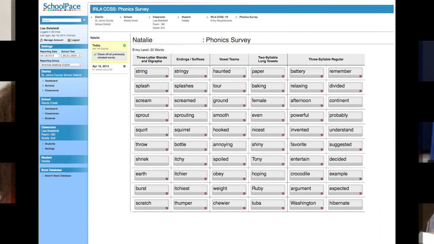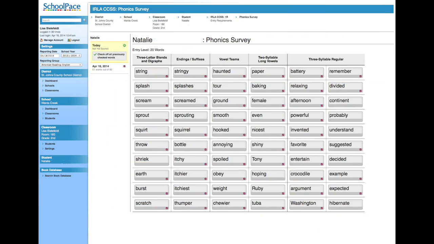All right. Okay, so that was the whole entire phonics survey for the 1R entry requirements. And Natalie, in order to enter 1R, she needed to get 20 words correct, and she got way more than 20 words. She actually got, let's see here, she actually named 51 out of 61 words correct.